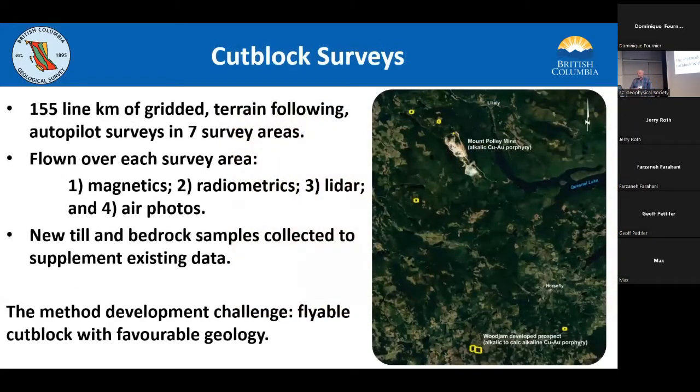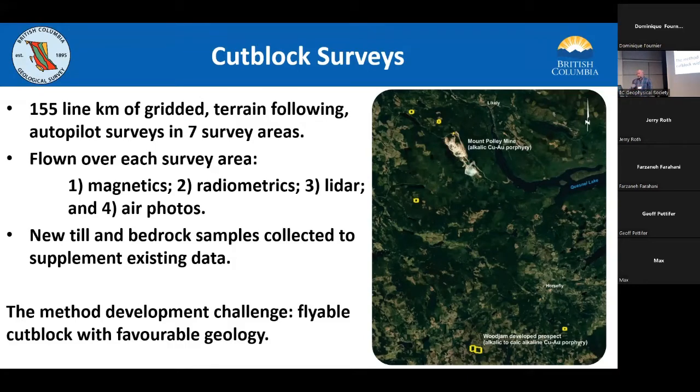So our surveys, because we needed to fly low and slow, really were limited to cut blocks in central BC. So at the end of the day, about a month's worth of field work, we flew 155 blind kilometers of gridded terrain following autopilot surveys. And those were incident-free line kilometers, I'm very happy to say. And my bosses were happy about that as well. I think we can all appreciate once that aircraft is up in the air, there's a lot of money in the air. And so we fortunately did not have to fix or replace any instruments.